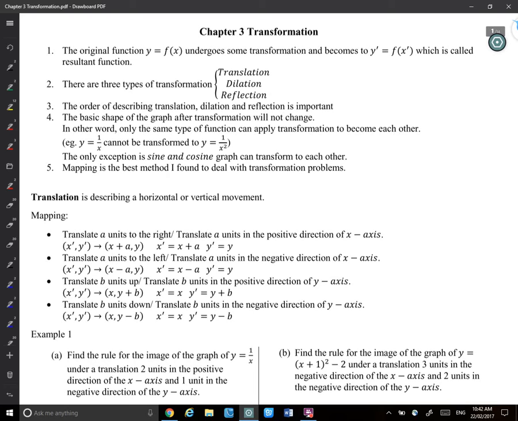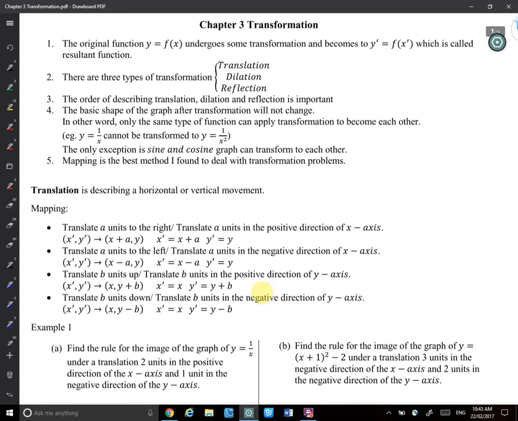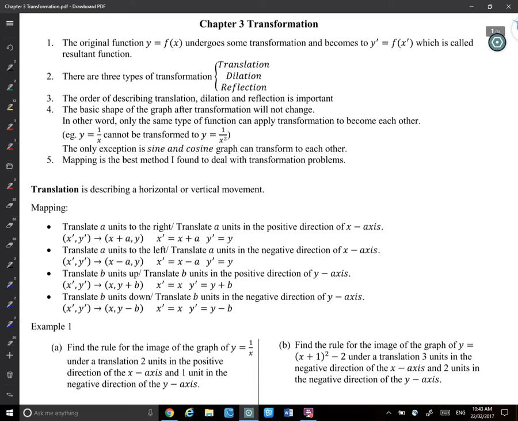Original function, we say that is y equals f(x), undergoes some transformations, and that becomes y dash equals f(x) dash. So we name the original function as y and x, and the new function as x dash and y dash. F dash, y dash, x dash y dash is called the resultant function. So there are three types of transformation. We have translations, we have dilations, and we have reflections.